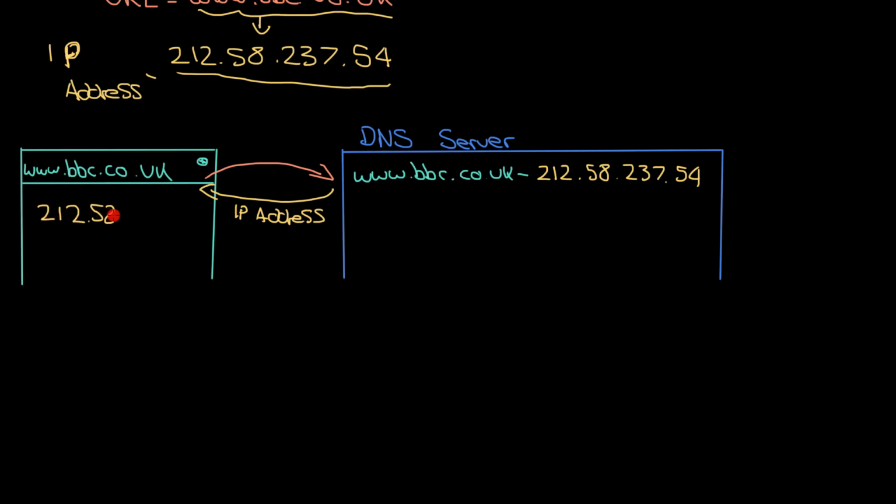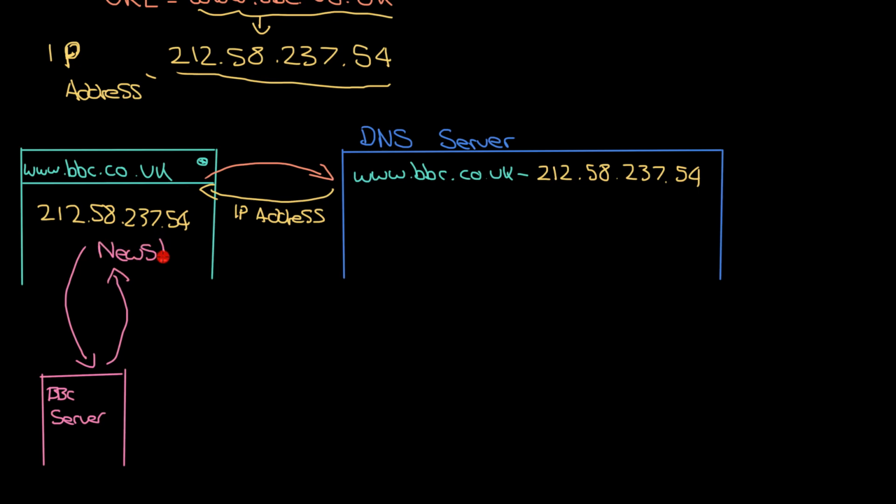Okay, then the browser uses that IP address to actually access the website. So it's the IP address which is used, not the URL, to access the website. It'll then do this other request, going to the BBC servers, and then your web page will get returned and displayed to you. Okay, so far so good. So that is your typical request and response process for DNS.